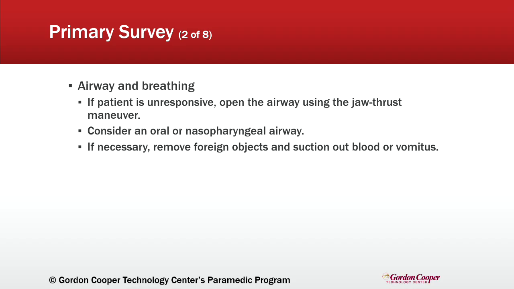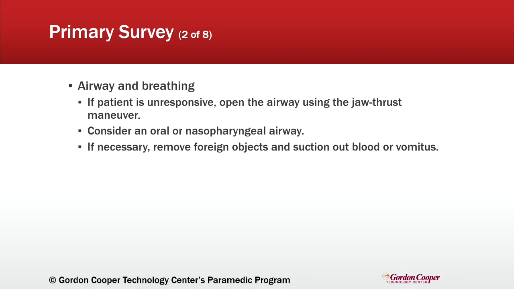If the patient is unresponsive, have your partner open the airway using a jaw thrust maneuver. Consider placing an oral or a nasopharyngeal airway as needed. But of course, make sure you check for obvious oral and facial trauma that could obstruct the airway or would be a contraindication for using a nasopharyngeal airway. Remove any foreign objects and suction blood or vomitus out of the airway as necessary.